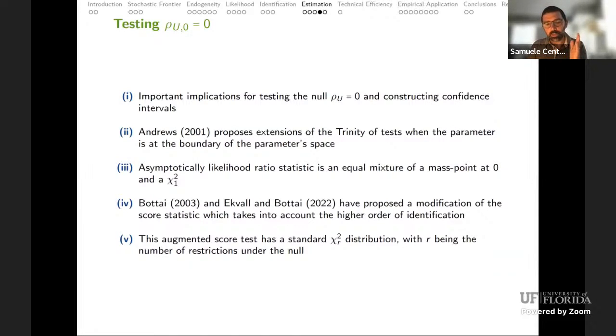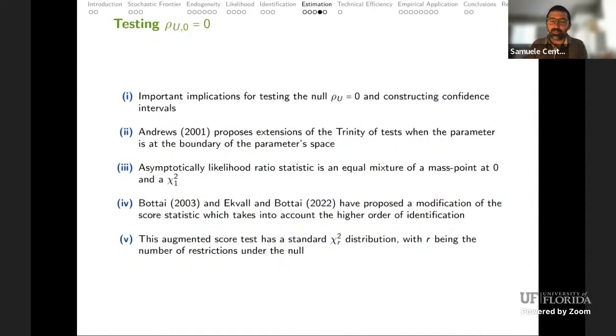So what we can do here is still use the likelihood ratio test, because we know its distribution if we want to test rho u equal to 0. I want to emphasize, and I'm sorry if I have to step back, that this is important, because as an applied person, the first thing that you want to test is whether there is endogeneity or not. So testing for rho u equal to 0 is one of the standard things that you want to do once you have estimated this model.